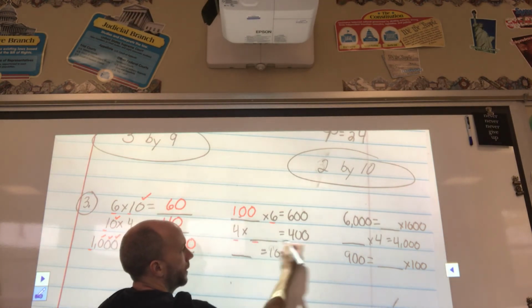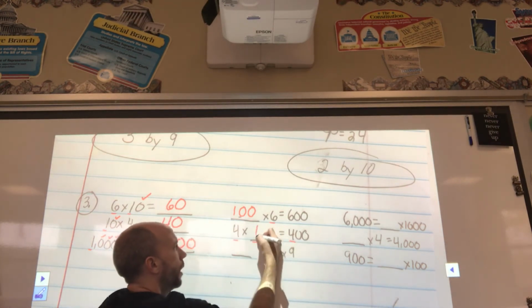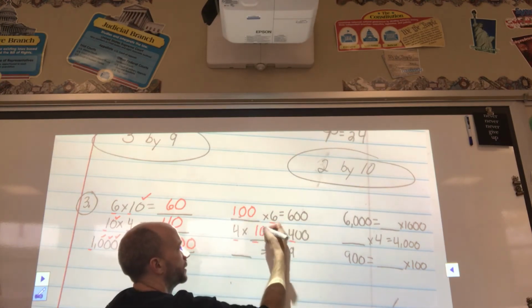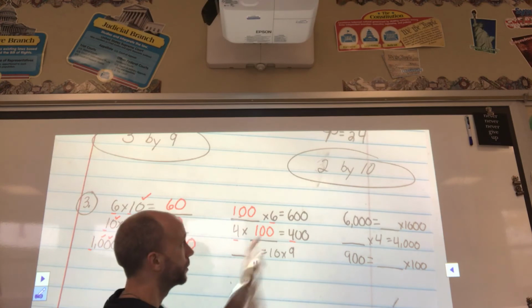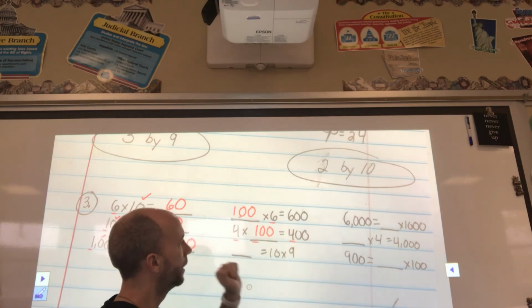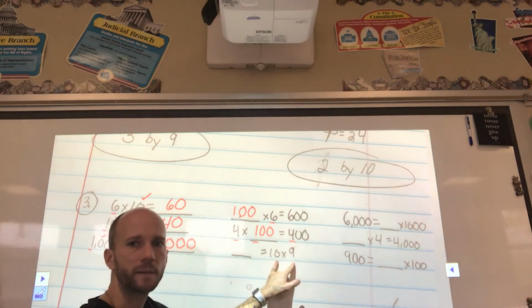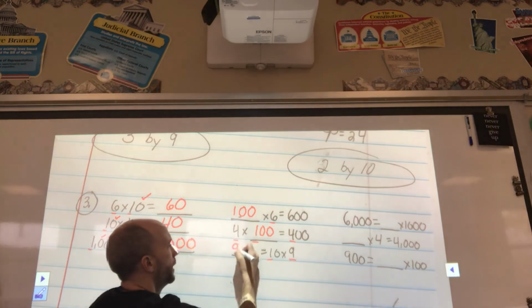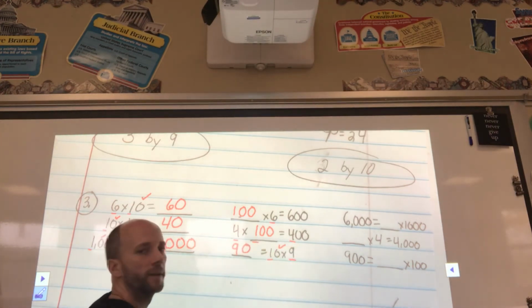4 times what gives you 4? Give me 1. Let's balance your zeros. I got 2 zeros on this side, so I need 2 zeros on this side. You're dividing. You're doing 600 divided by 6 is 100. 400 divided by 4 is 100. And on this one, we're kind of back to just multiplying again. 1 times 9 is 9. 1 check mark over my 0, giving me 90.